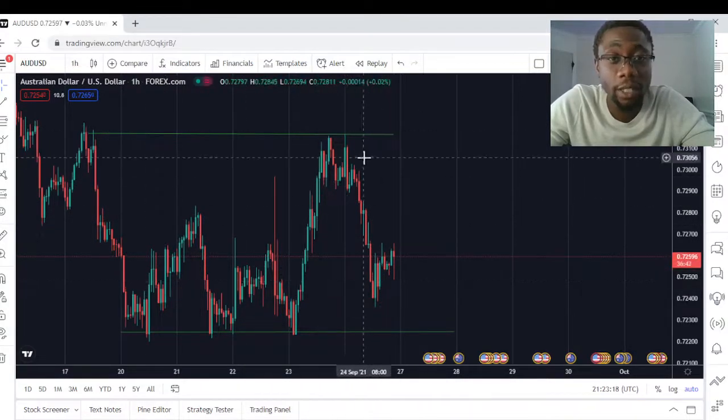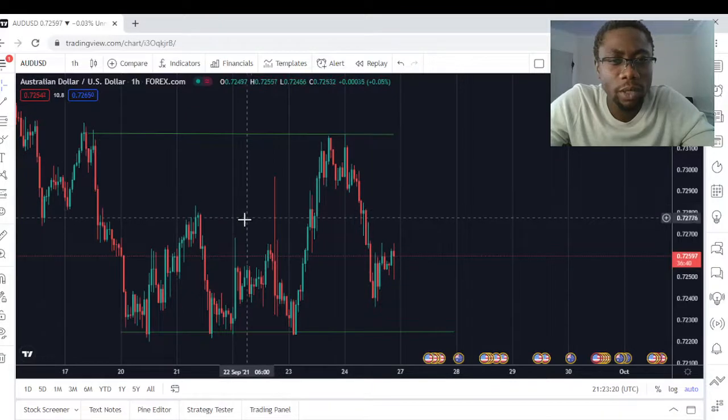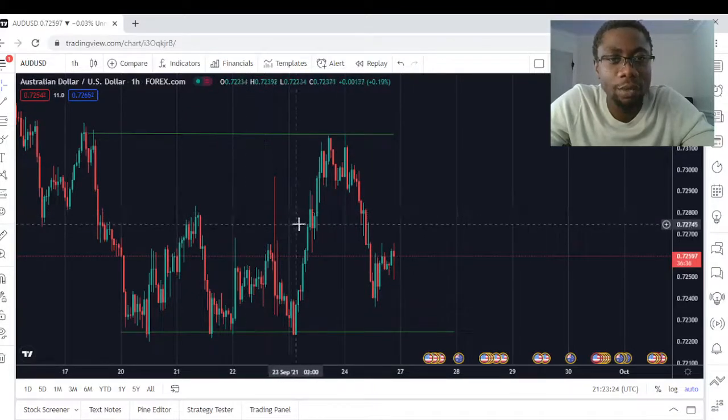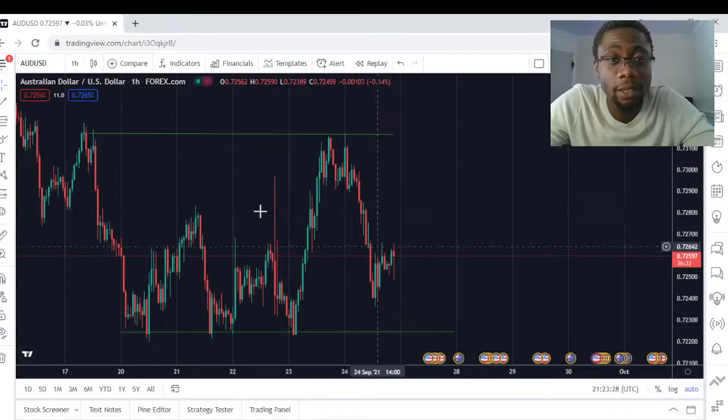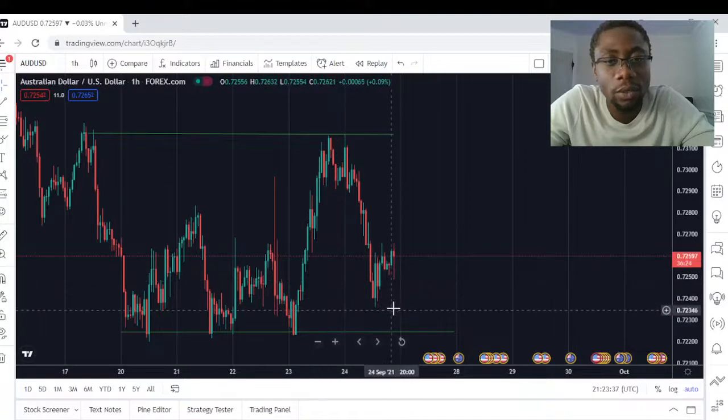And more recently, we've had these smaller levels. They've been broken several times as price came up and did this and then came back down to do that. It pretty much made most of these levels fairly insignificant, and I wouldn't really base too much of my trading decisions off of these levels.